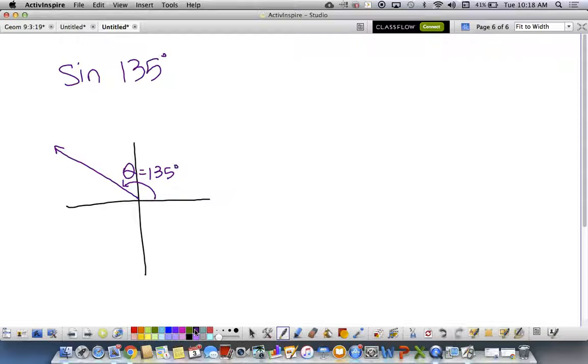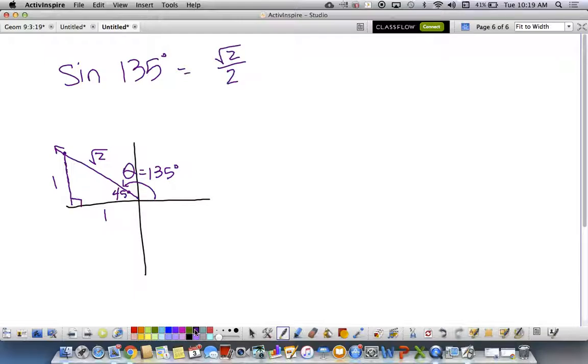What is the reference angle? This angle right here is 45 degrees. If I draw this triangle down, what are my side lengths? You get 1, 1, square root of 2. So what is sine of 135 degrees? We're going to look at the reference angle. Do I know what sine of 45 degrees is? Yes, I do. So I'm going to go opposite over hypotenuse.